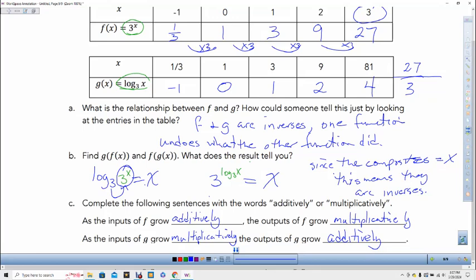Because remember, the answer to a log problem is your exponent that you're looking for. It's the exponent that the base was raised to get what you're evaluating.